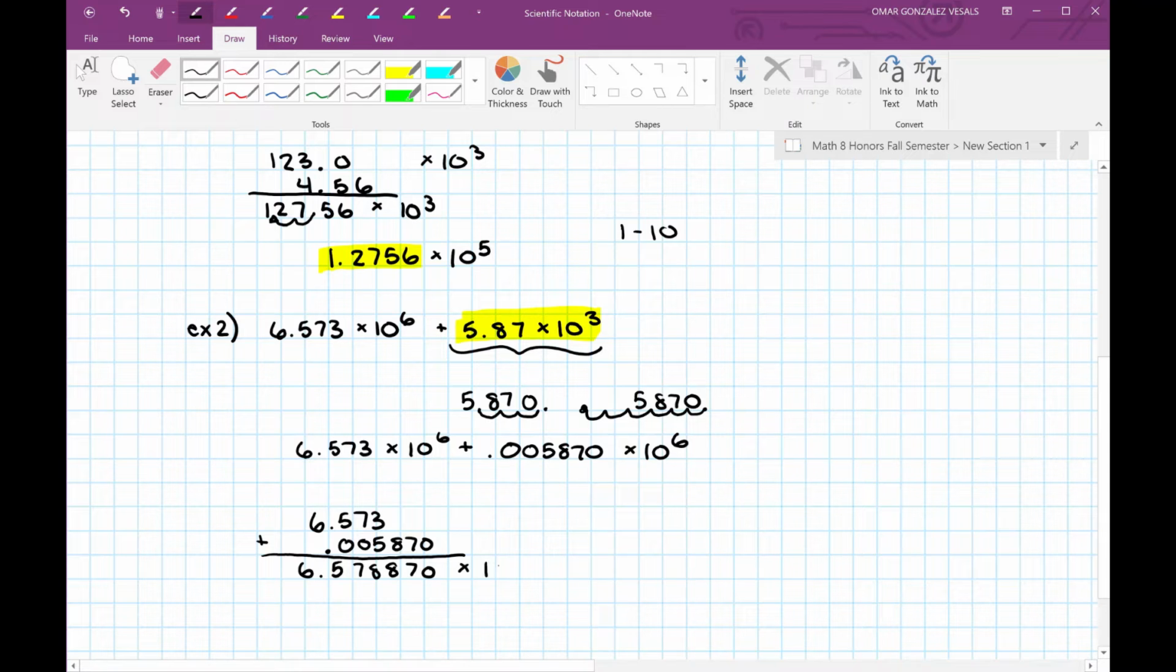Times 10 to the what, guys? Times 10 to the 6. Now, do I need to keep all those numbers? No, right? I can round it, so I can leave it as 6.58 times 10 to the 6th. Or you can leave it the way it is, that's fine.